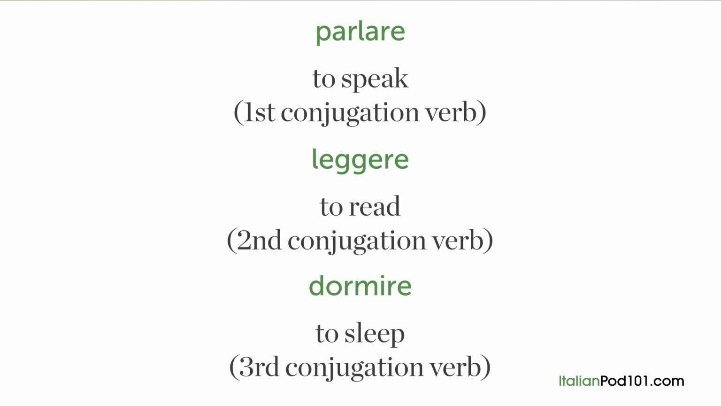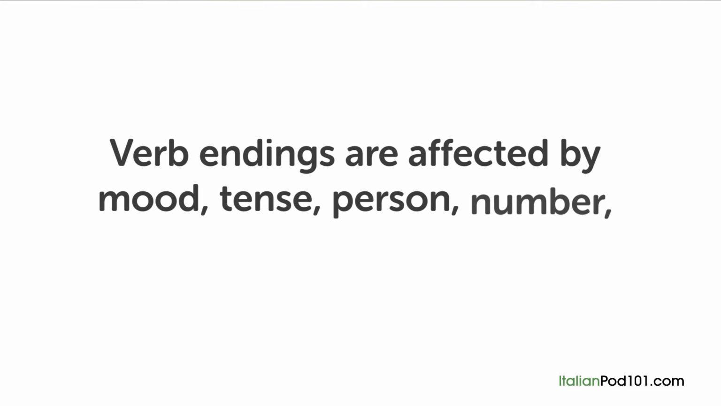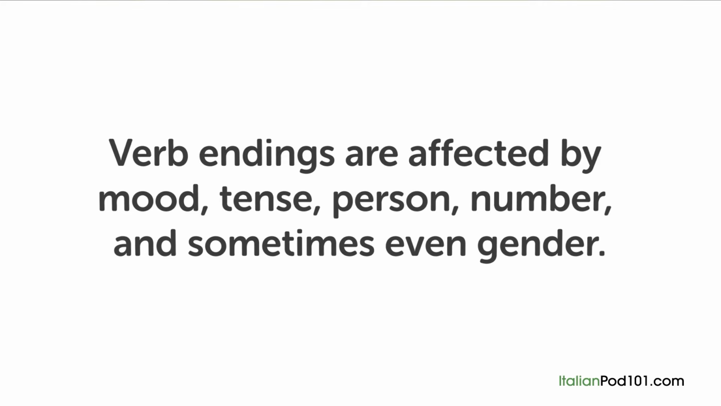Each conjugation pattern has different endings you'll need to add to the verb stem. To get the stem of a verb, all you have to do is take away are, ere, or ire. So the stem of parlare is parl, the stem of leggere is legg, and the stem of dormire is dorm. Verb endings are affected by mood, tense, person, number, and sometimes even gender.